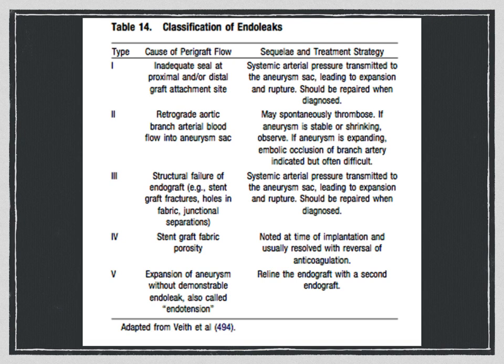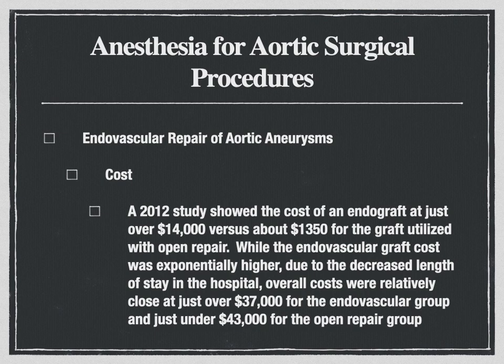They include type 1 through 5, whether it's an inadequate seal at the proximal or distal graft attachment site, retrograde aortic branch arterial blood flow into the sac, structural failure of the endograft, stent graft fabric porosity, or expansion of the aneurysm without demonstrable endoleak, which is also called endotension.